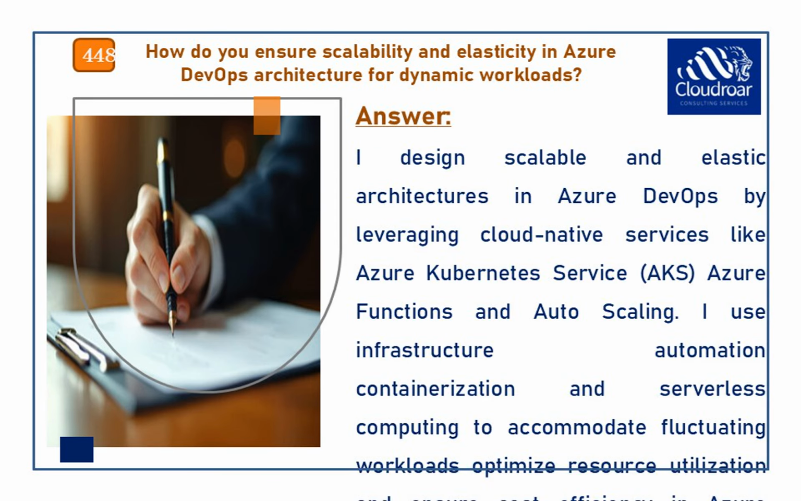Question 448. How do you ensure scalability and elasticity in Azure DevOps architecture for dynamic workloads? I design scalable and elastic architectures in Azure DevOps by leveraging cloud-native services like Azure Kubernetes Service, AKS, Azure Functions, and auto-scaling. I use infrastructure automation, containerization, and serverless computing to accommodate fluctuating workloads, optimize resource utilization, and ensure cost efficiency in Azure DevOps environments.